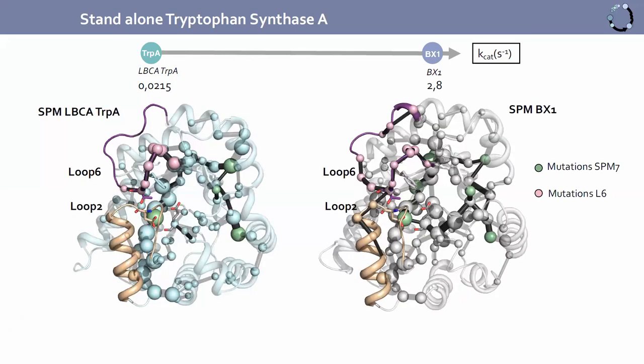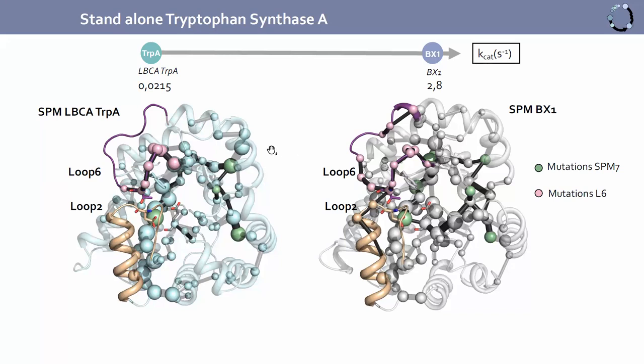Again, we did the SPMs, and we compared the SPMs of the ancestral enzyme and VX1, and we saw many differences. The first one is that in VX1, almost the whole loop six is recognized in the SPM. So all of these are positions that are conformationally relevant. And there is a direct connection with loop two. Loop two is important because it has a catalytic residue.